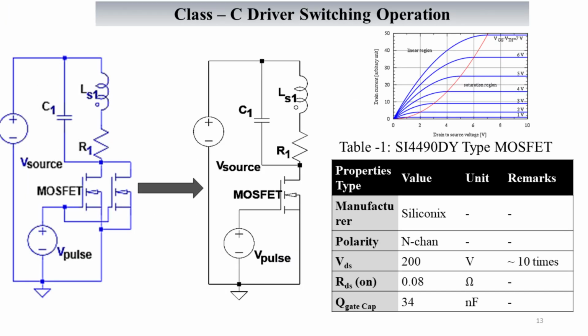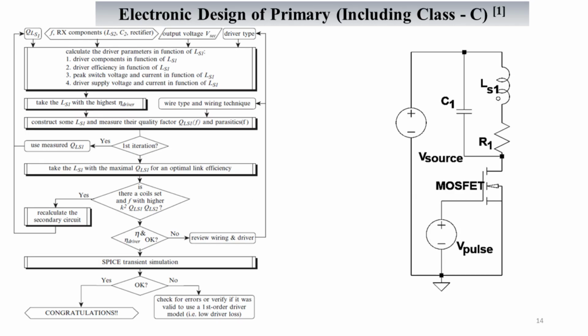Here we see the Class C driver's switching operation. A key innovation was selecting a single MOSFET, the SI4490DY, instead of two in parallel. Its high drain source voltage rating and low on-resistance strike a balance between robustness and efficiency. Similarly, the primary design involves calculating driver parameters in function of the primary coil, optimizing for efficiency, and iterating based on measured quality factors. SPICE simulations were used to validate the design before implementation.